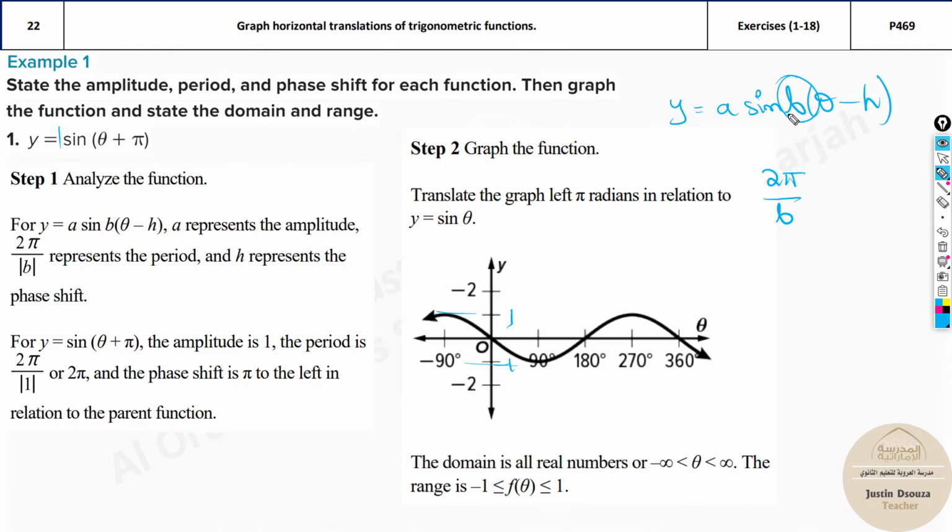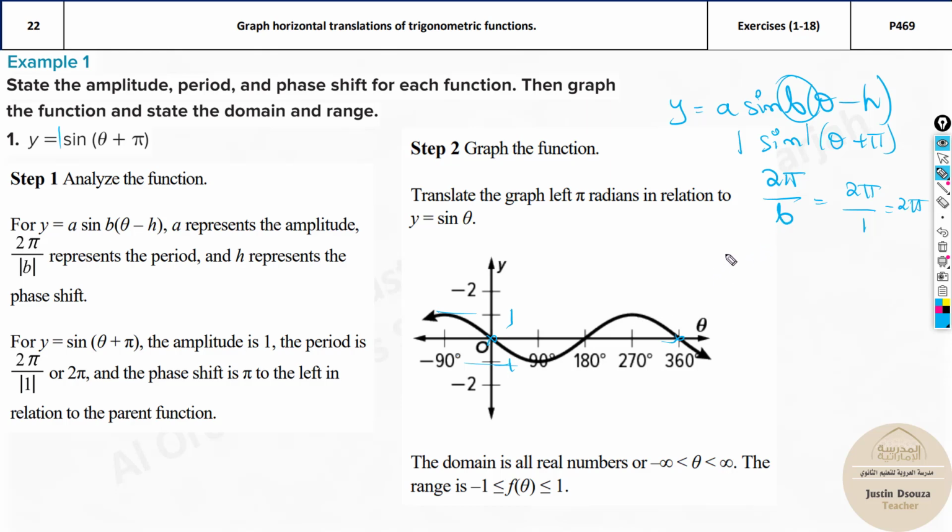Now here, what is the B value in this given function? See over here, sine(theta plus pi), right? Sine(theta plus pi). What happens to the B? A is 1, B is also 1. So it is 2 pi by 1, and now the period is 2 pi. That means one complete cycle will be finished at 2 pi, and yes, that is correct.